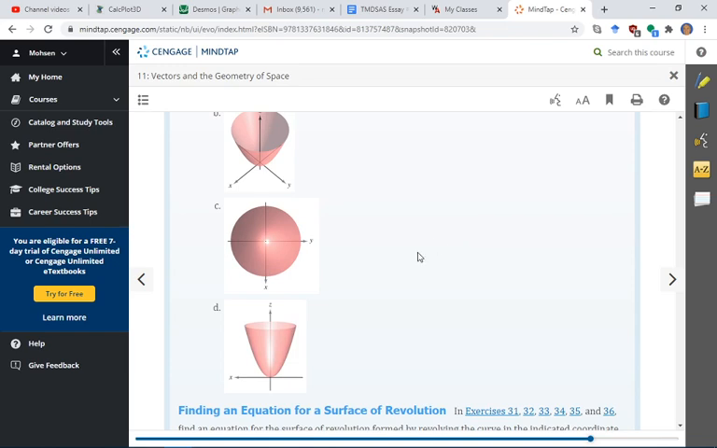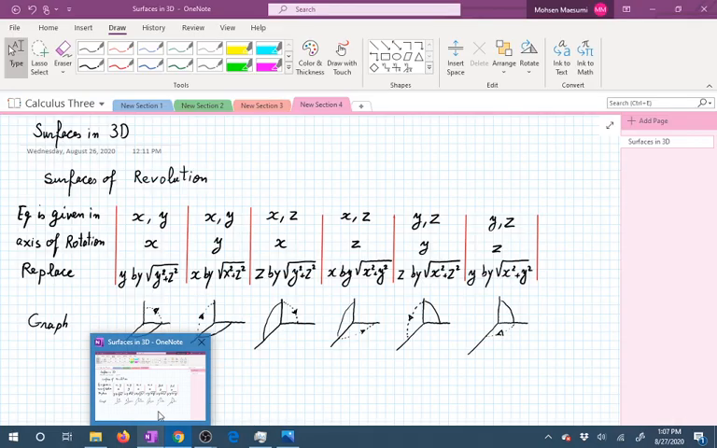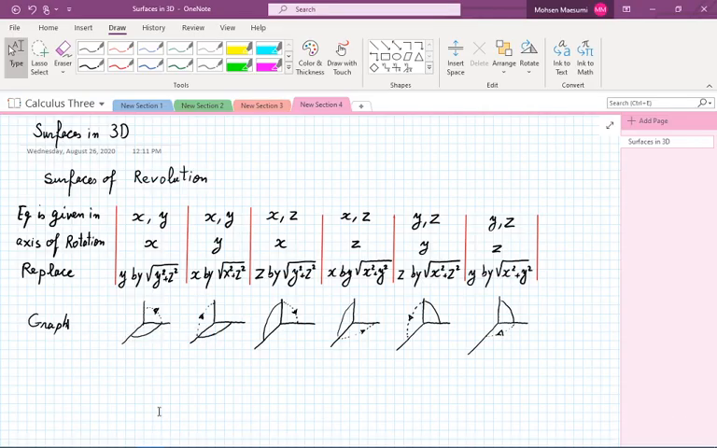Then we have a set of exercises related to surfaces of revolution. Let me explain one of these exercises, and here is a shorthand for covering all the cases. Let me do one problem, and then we see what this table refers to. It's just a quick way of answering these types of questions.